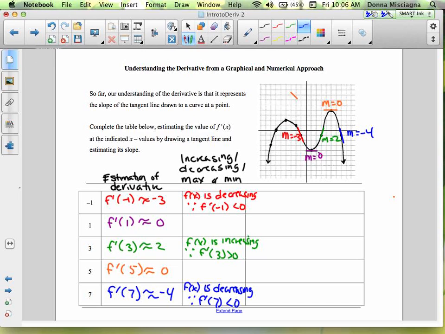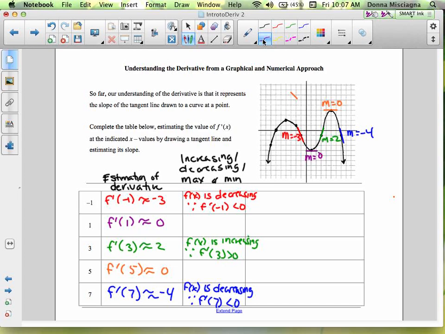All right, now let's look at the values where the derivative is 0. Now, those are candidates to be a relative max or min. All right, to be a relative max, you're going to change from positive to negative. So f of x has to change from increasing to decreasing. F prime of x has to change from positive to negative. To be a relative min, f of x has to change from decreasing to increasing. F prime of x has to change from negative to positive.